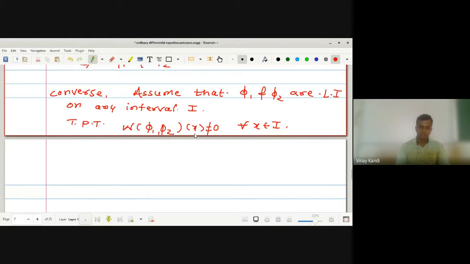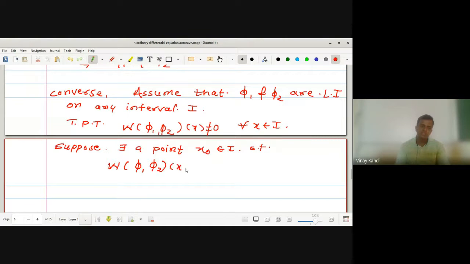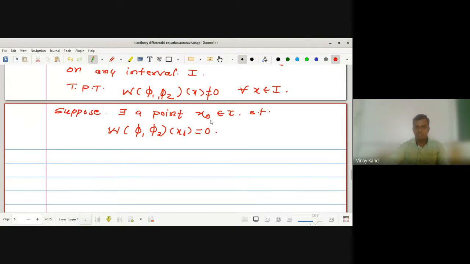Okay, this has to be proved for all x. To prove it for all x, we assume a point x naught such that the Wronskian at x naught is 0. Look at here. Suppose if possible there exists a point x naught belongs to I such that the Wronskian of phi1 and phi2 at x naught is equal to 0. Okay, this is the x naught. If this gives a contradiction, then the result is automatically proved.